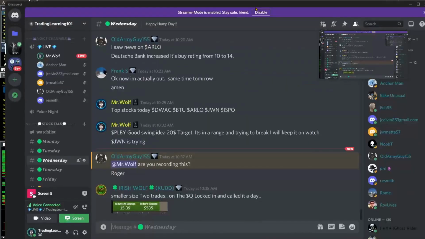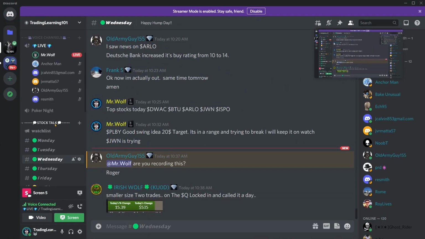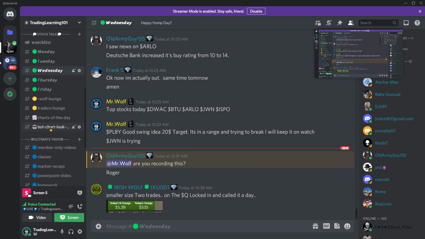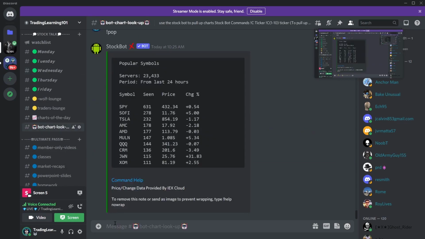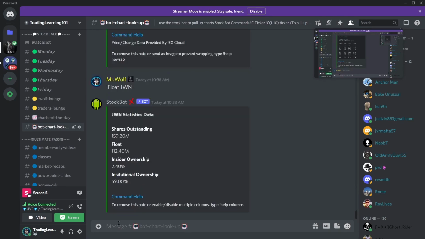And then you also have the Discord. And if you scroll down into the bot chart lookup, you can also look up a stock's float here too. Type it in, float, and JWN. See what the stock bot says the float is. So the stock bot says the float is 112 million right there.